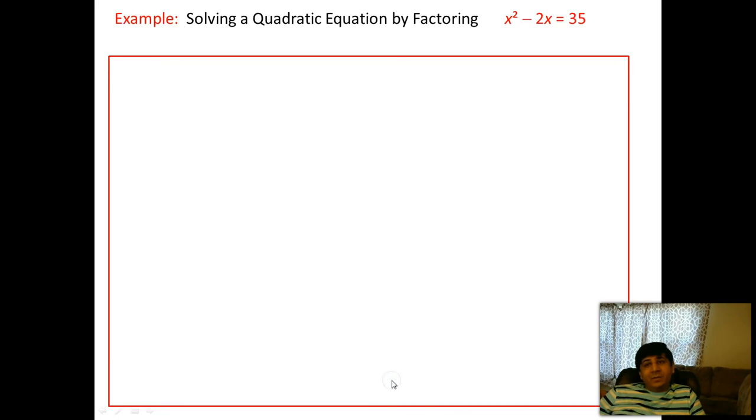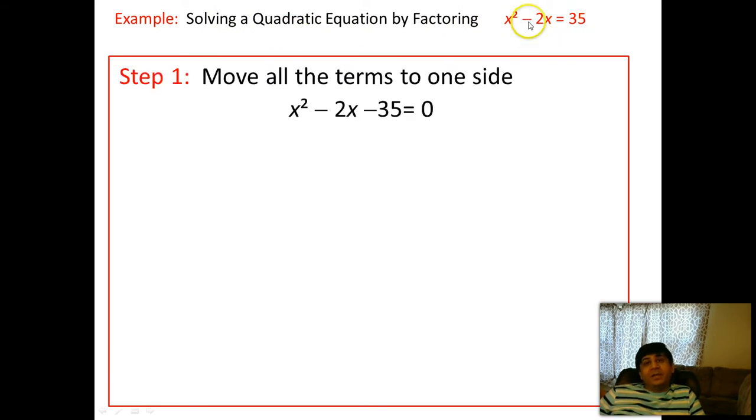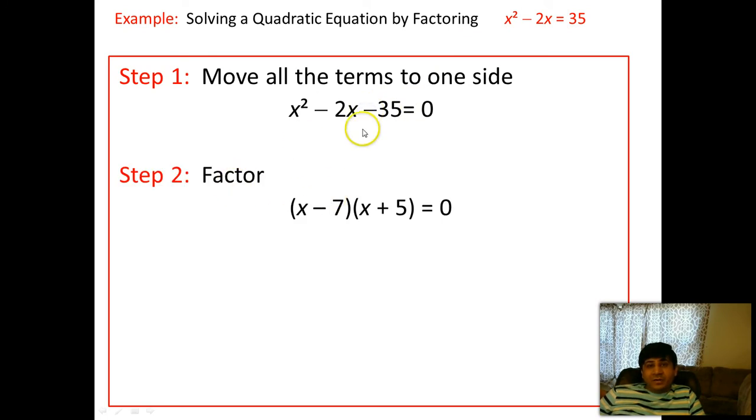Okay, let's look at this example here. Solving a quadratic equation by factoring. Suppose this is the equation given to you, x squared minus 2x equals 35. First of all, it is not in standard form. It's a quadratic equation. Move this 35 over here. Now we want to factor this. Our factorization is such that we want to find two numbers whose product is minus 35 and whose sum is minus 2, and those are minus 7 and plus 5.